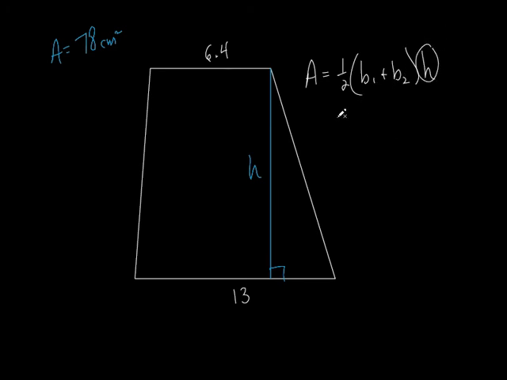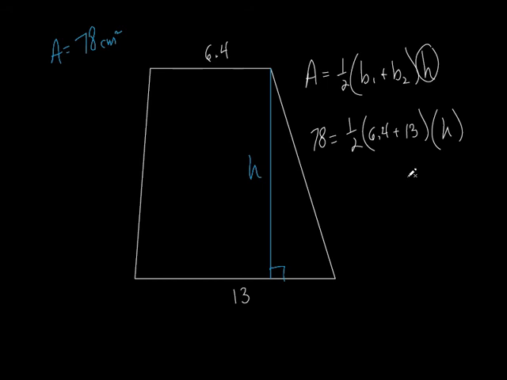Let's plug the stuff in. Let's plug everything into this equation just like I did the other time. But this time I don't have the area by itself. Now I know what the area is. So what do I put in for that? 78 equals 1/2. Now, let's put the two things in here. 6.4 plus 13 times H. And you could have made that an X if you wanted to. It doesn't make any difference.